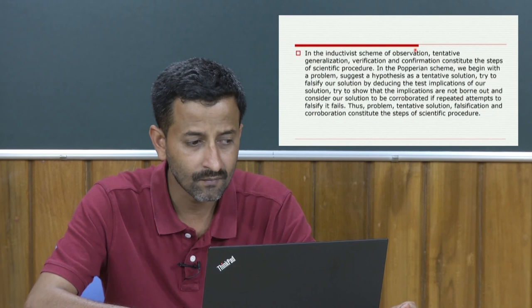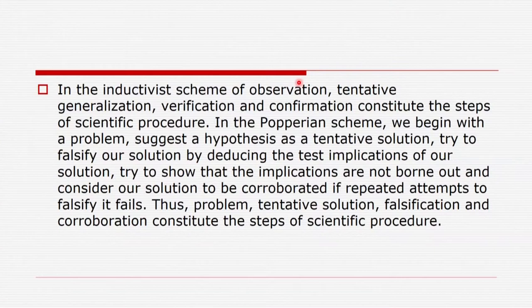In the inductivist scheme, observation, tentative generalization, verification, and confirmation constitute the steps of scientific procedure, as we have already discussed. We always start with observational data, tentative generalization, verification, and then once those observations are confirmed, we tend to arrive at a particular conclusion. We tend to generalize.